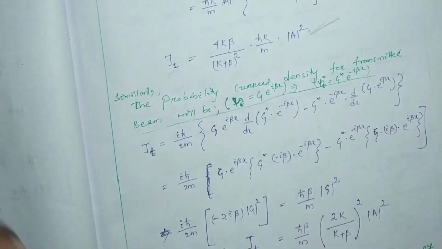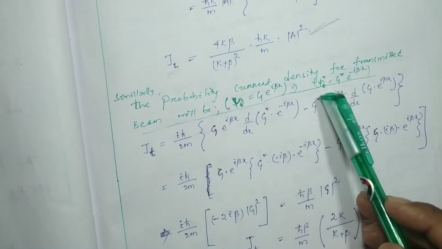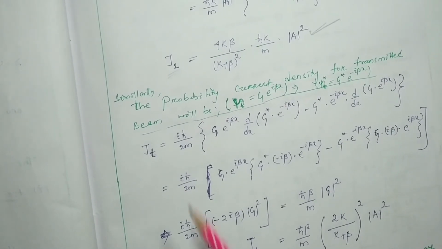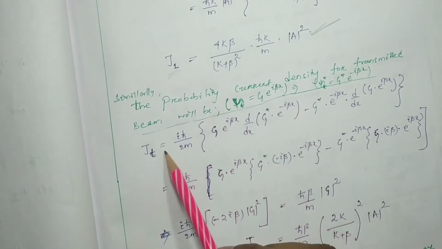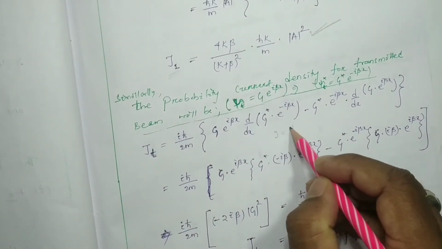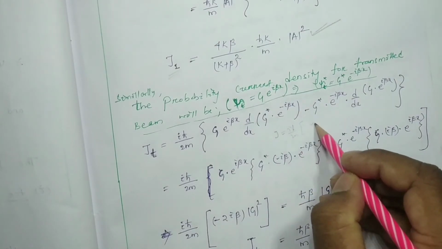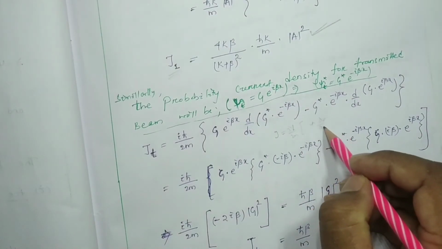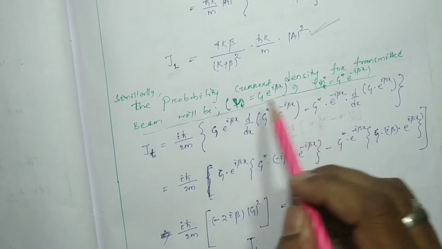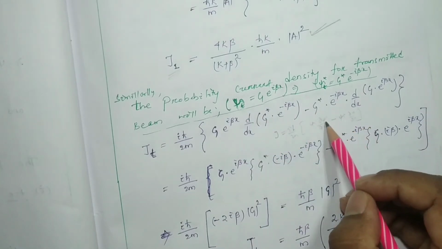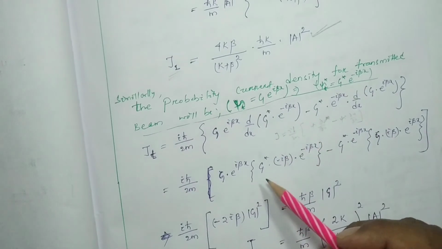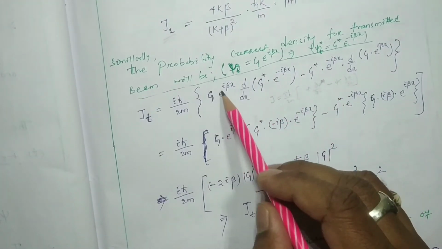So considering ψ_t = g e^(iβx) and ψ_t* = g* e^(-iβx), on this general equation, j is nothing but iħ/2m [ψ ∂ψ*/∂x − ψ* ∂ψ/∂x]. This is the general form. Instead of ψ, if we write ψ_t, and instead of ψ*, we consider ψ_t*, we just have to put g e^(iβx) d/dx.